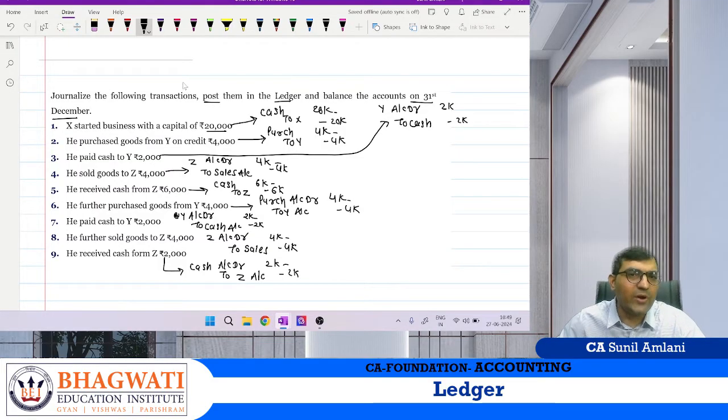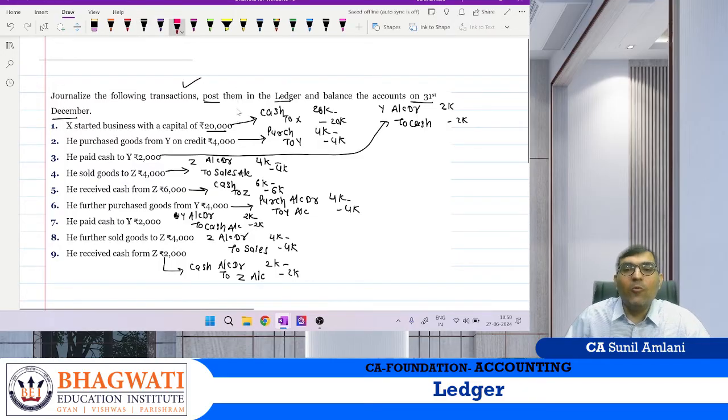Now, I have just written the entries for your understanding. It's given that we should write it, but I don't want to waste much time in drawing and all that. I want to focus on ledger preparation. That's why I have just recorded all these entries for reference. Now, if I'm posting this, I need to prepare how many ledgers?